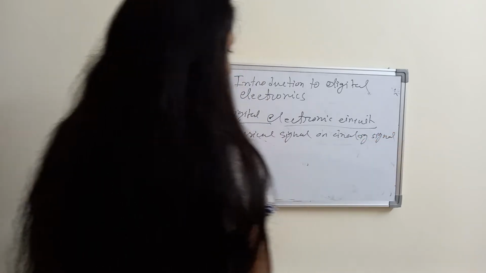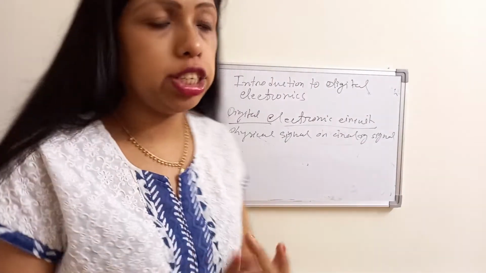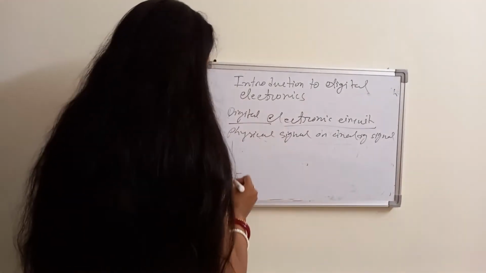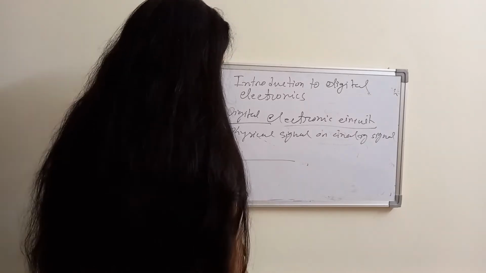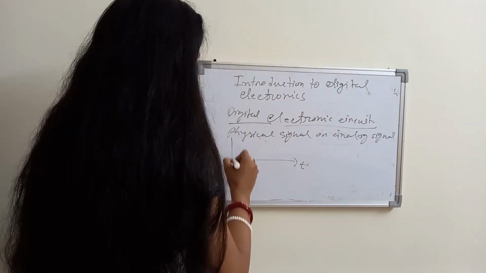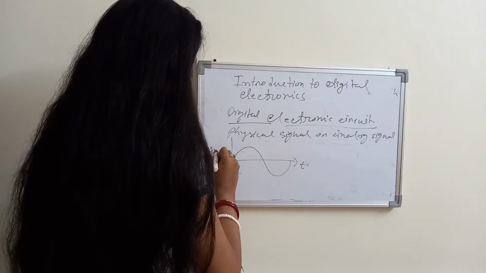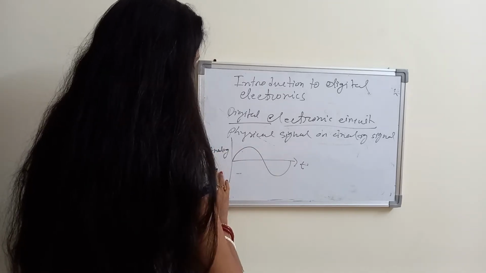Analog signal. That means we are getting information at each and every point of time. Okay, this is the analog signal. So if we plot any information on the time scale, in this way we will get the analog signal.